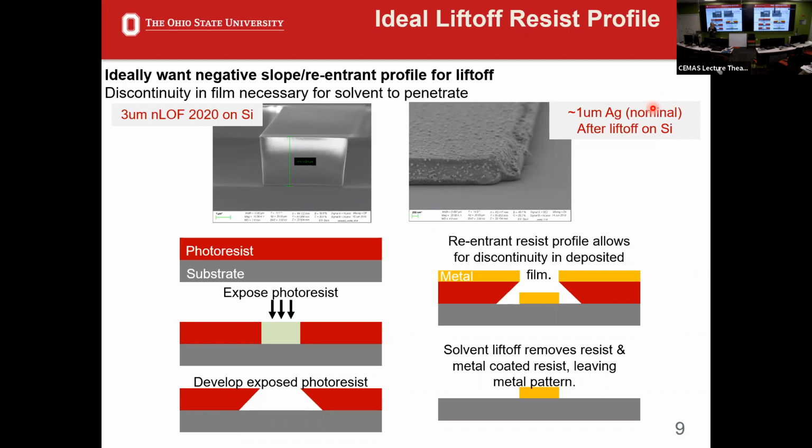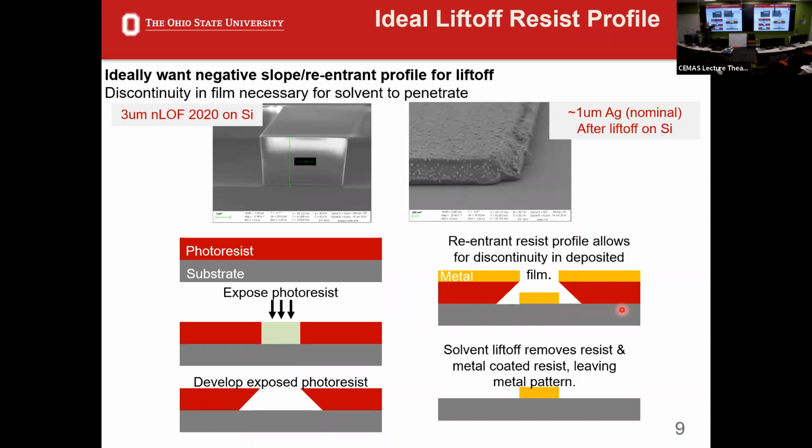But what we want to see is what we call a reentrant or a negative resist profile. And the reason for that is in this slide. So this top image is of a cross-section of one of our photoresists that has that nice negative profile. And what we're showing you here is what we were looking for, right? We want this undercut of the top to the bottom. And the reason for that is in the next part of the schematic here.